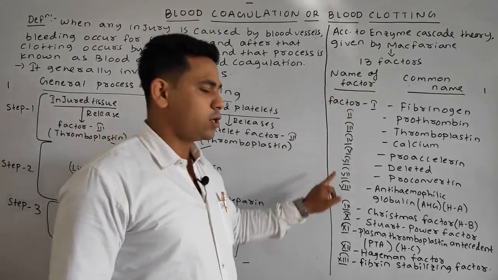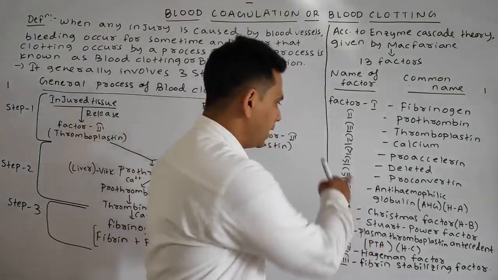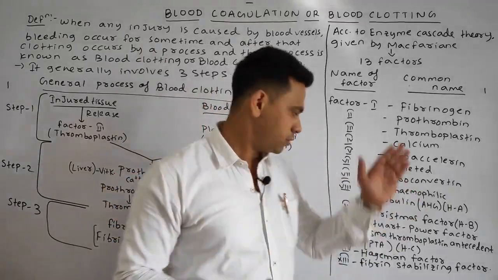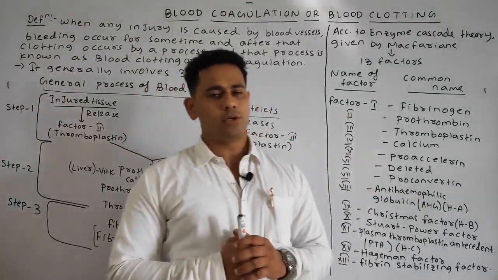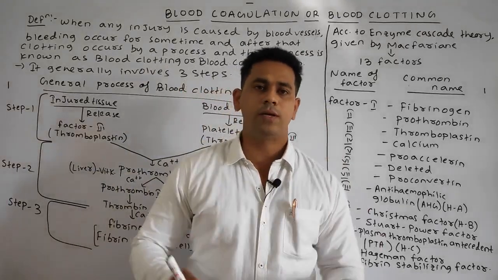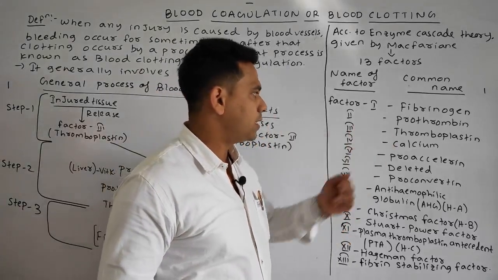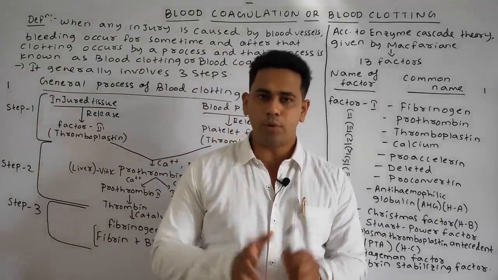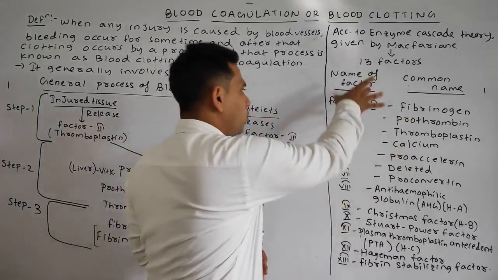These are always written in Roman numerals, not like 1, 2, but in the Roman manner. You should always remember this, students. If you can remember, then it is sufficient. If you want to remember some important ones, remember thromboplastin, fibrinogen, and the Christmas factor. Just three to four important common names you can remember.